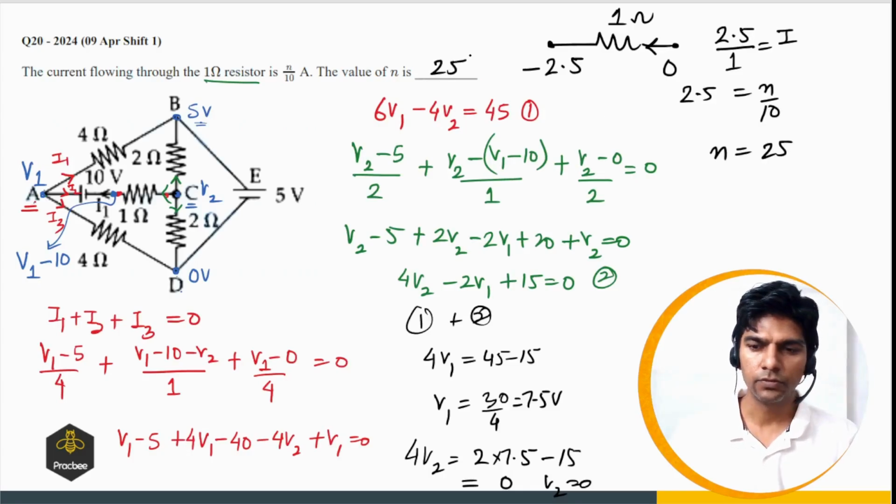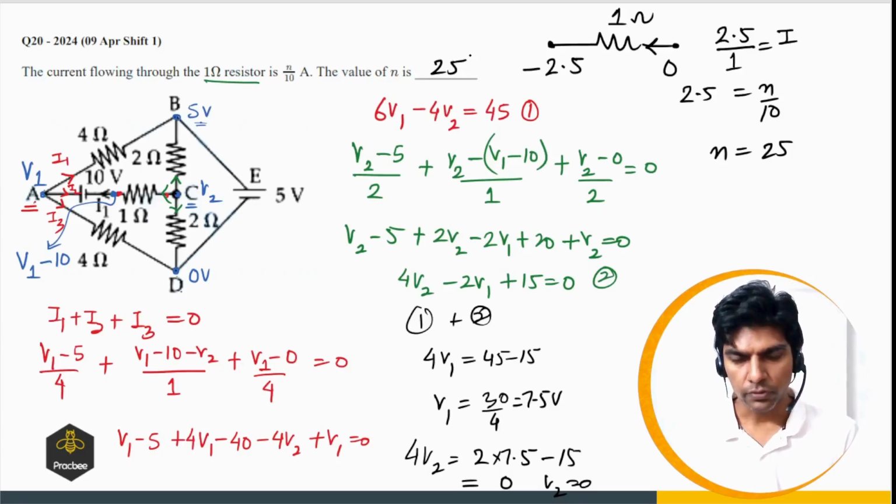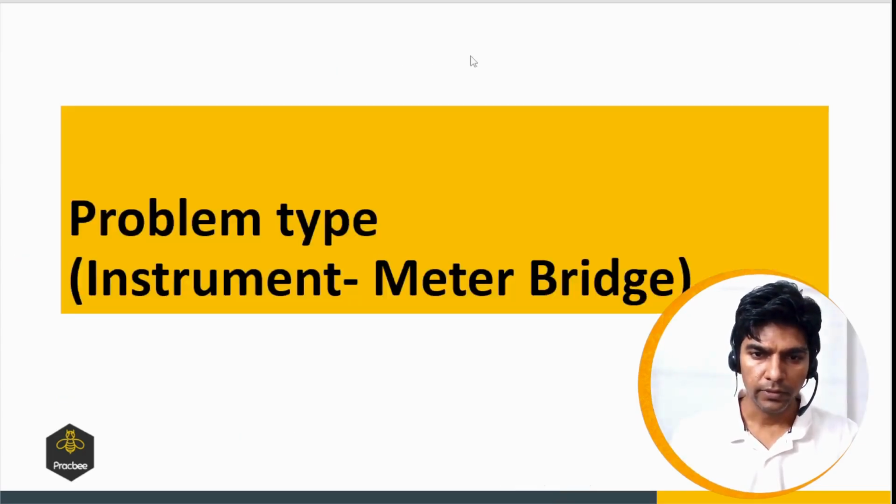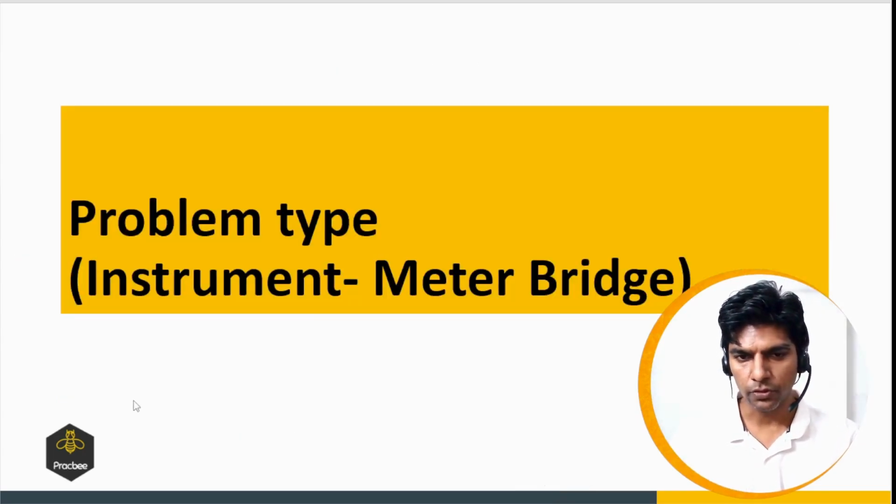So the answer is 25. Not an easy question, but this is the way to solve such questions to avoid cumbersome KVL equations, right? Now let us see the next problem type, and it is based on instruments, and the first instrument we're going to discuss is the meter bridge.